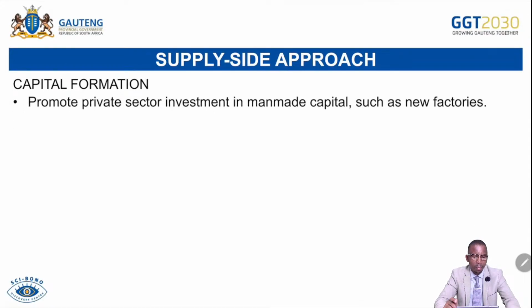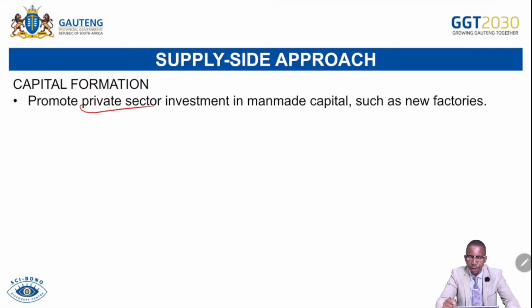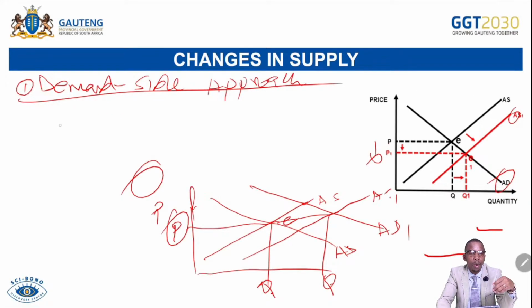Capital formation. Promote private sector investment in man-made capital such as new factories. Then you continue by talking about the progressive tax system, whereby high income earners are taxed more than low income earners and the money is used to benefit the poor in the economy. Number two, you continue with the second one, which will be property subsidies. That's when the state intervenes by providing a certain amount of money to people that are earning less than a certain amount so that they can afford to own property. And then we also talk about wealth taxes, which are taxes imposed on the purchase or the sale of assets.